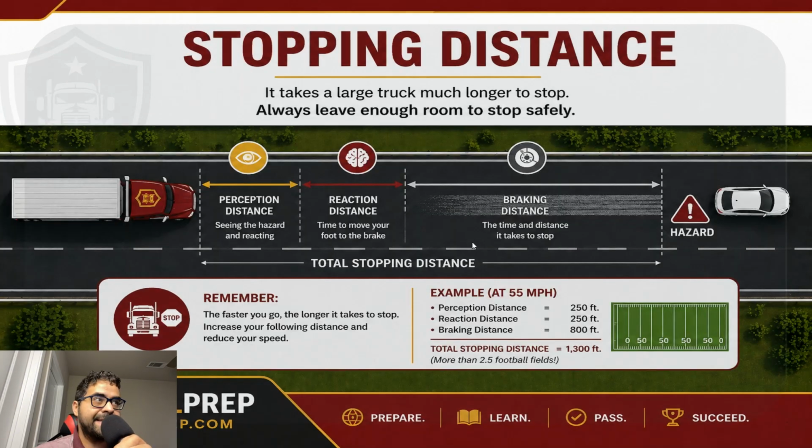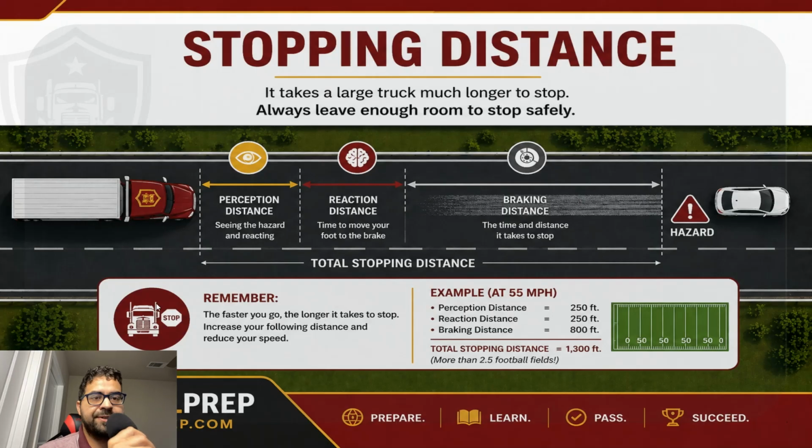Now, stopping distance. It's a little different than following distance. It takes a large truck much longer to stop. Always leave enough room to stop safely. Okay, so the best way to explain this, stopping distance is basically a distance of how long it's going to take you to stop that truck until you get to a certain point. Here's a quick reminder, the faster you go, the longer it takes to stop. Increase your following distance and reduce your speed.